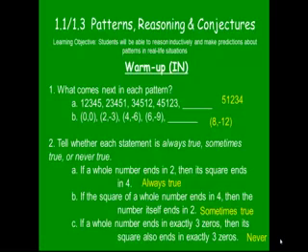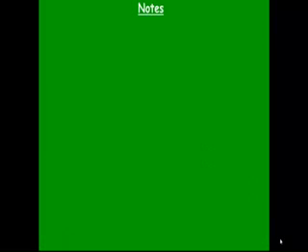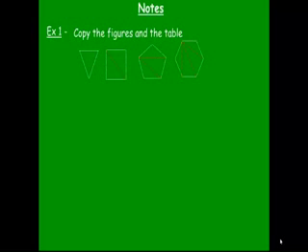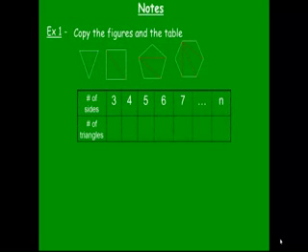All right, now that we've done that, we're going to go into the notes. So you want to make sure that you get everything down on the notes so that you have them for your notebook check. Example 1, copy the figures and the table. So you want to copy these figures down. You're probably going to need to hit the pause button, but I'm just going to go ahead. Copy this table down, and then copy the instructions.